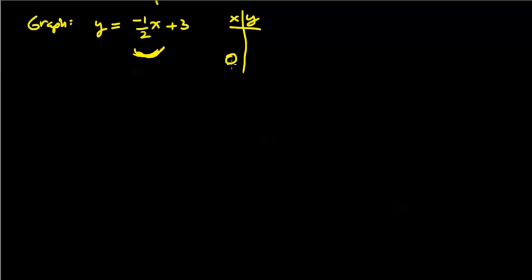If x is 0, this equation tells me y equals 3. Similarly, if x equals positive 2, positive 2 times minus 1/2 is negative 1, and negative 1 plus 3 is 2. And if x is negative 2, negative 2 times minus 1/2 is going to be positive 2, and 2 plus 3 is 5.